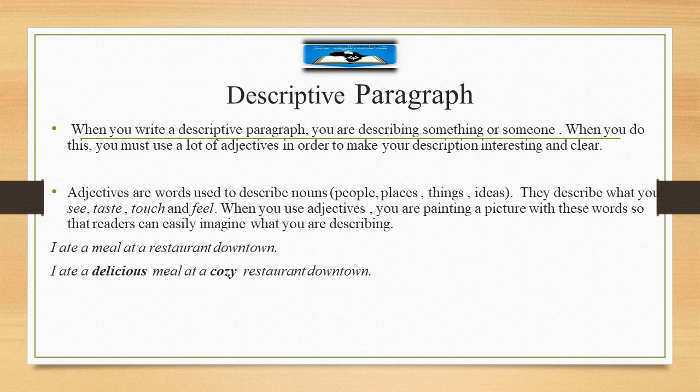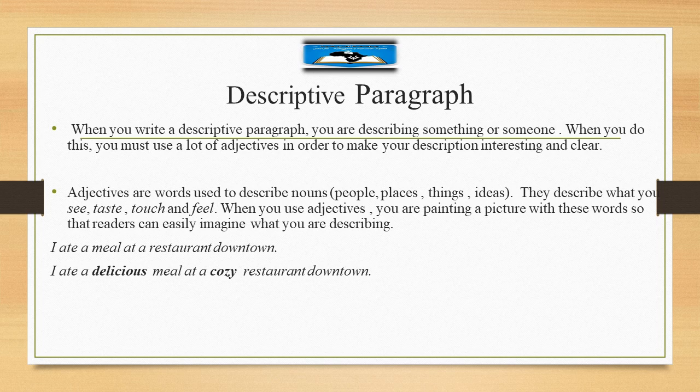In this lecture we will talk about the first type of writing paragraphs, and that's the descriptive paragraph. When you write a descriptive paragraph, you are describing something or someone, and when you do this you must use a lot of adjectives, and I'm sure you know what an adjective is, in order to make your description interesting and clear.